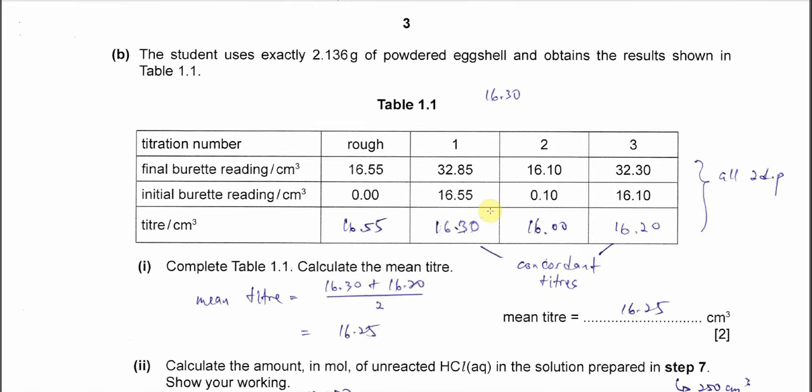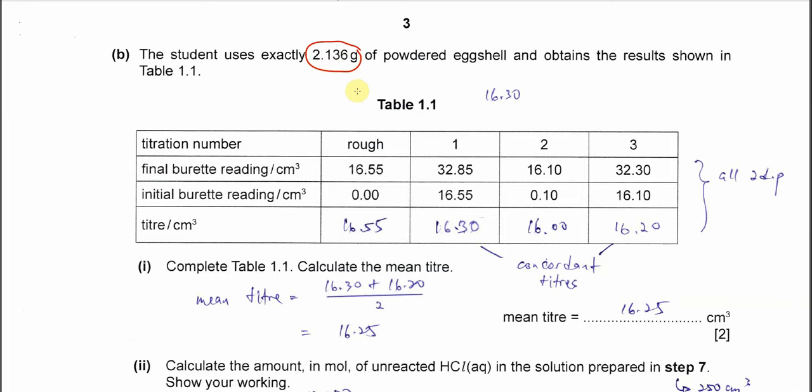Part B. Now Table 1.1 is given. We need to use this mass. Don't use the mass given in the procedure, around 2 grams. We need to use this value because this is the one used in the reaction: 2.136 gram.